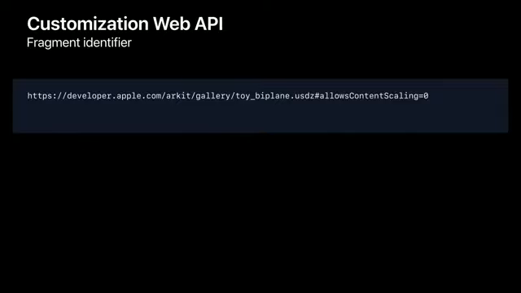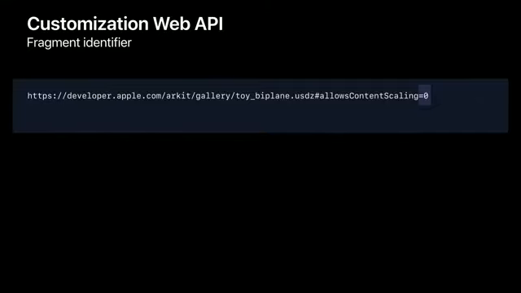For the web, the API is exposed directly through the URL via the fragment identifier. The fragment identifier syntax starts with a hash mark, followed by the parameter option to customize the AR Quick Look experience. And in this case, this is the allows content scaling behavior. The values to these parameters are Boolean values, where 0 represents false and 1 represents true. When launched, AR Quick Look processes the fragment identifier data and ignores any invalid data, along with parameter names that are not defined by this syntax.